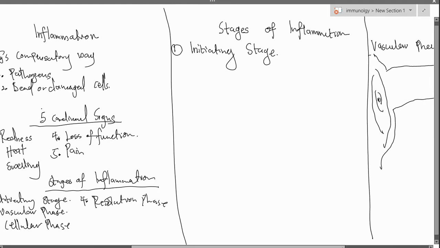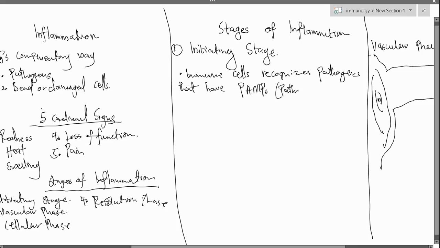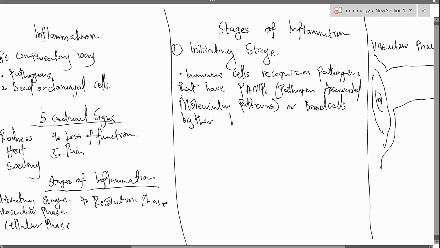Okay. So in this initiating stage, this is what happens. What you have to know is that immune cells recognize pathogens that have something we call PAMPs, also known as pathogen-associated molecular patterns. Or they recognize dead cells by something we call DAMPs, which also means damage-associated molecular patterns.